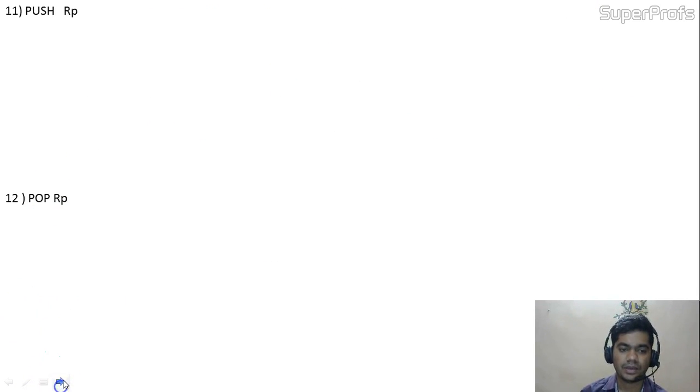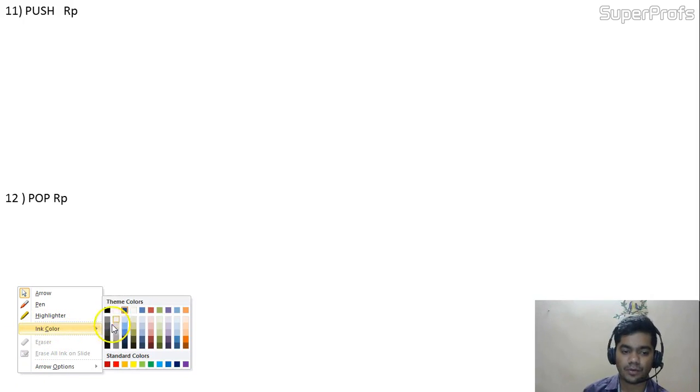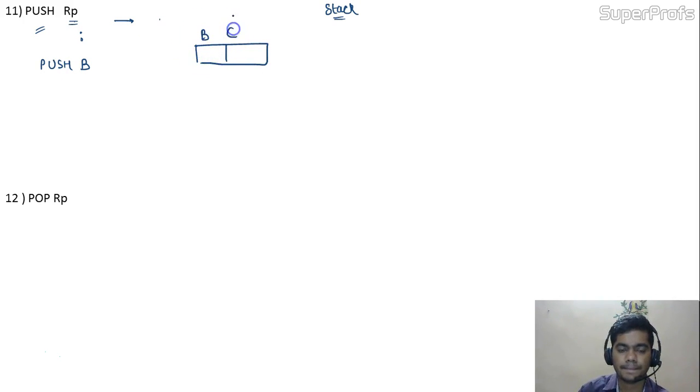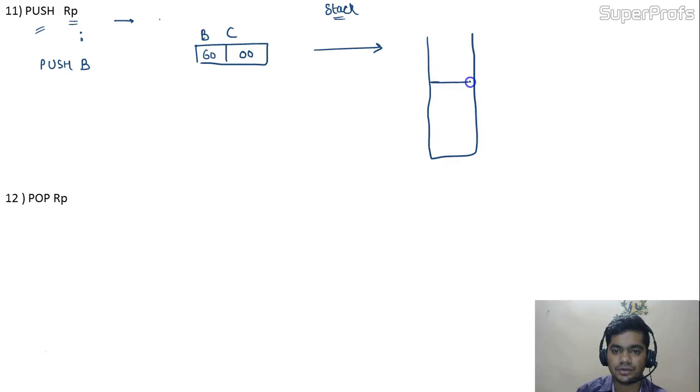Okay, now we are going to see push and pop operations. Push and pop operations are related to the stack, because with the help of the push operation, whatever data is present in the register pair would be transferred to the stack. Suppose we are executing PUSH B. Whatever data is present in the BC register pair would be transferred to the stack.